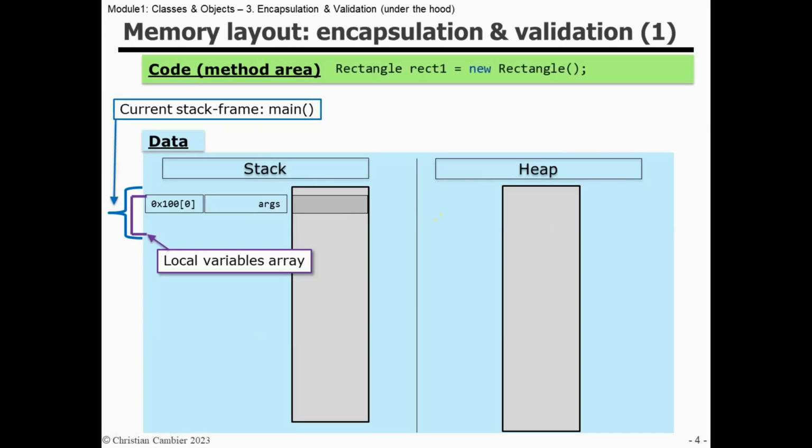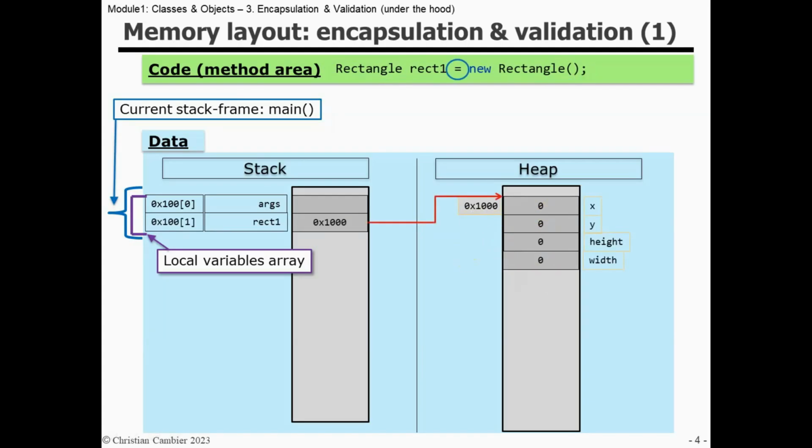First, the creation of the rectangle object as explained in early videos. So the allocation of the local variable rect1 on the stack. The new rectangle, so we create the rectangle with its 4 instance member variables of type int on the heap. Add a fictional address 1000, default values 0, and we assign the value of the address of the object to rect1. What happens when we invoke the setHeight method with a value of 100?